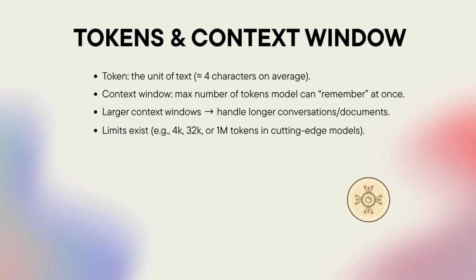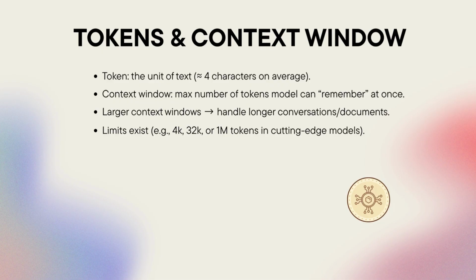Now let's take a closer look at tokens and the context window. A token is simply a unit of text, often around 4 characters long. So the word computer might be split into 2 tokens. The context window is the maximum number of tokens the model can see at once. Think of it like short-term memory. If the window is 4,000 tokens, the model can only consider that many tokens of your conversation. Once you exceed that, earlier parts drop off and are forgotten.